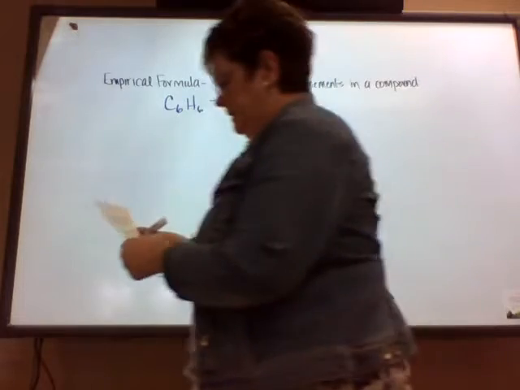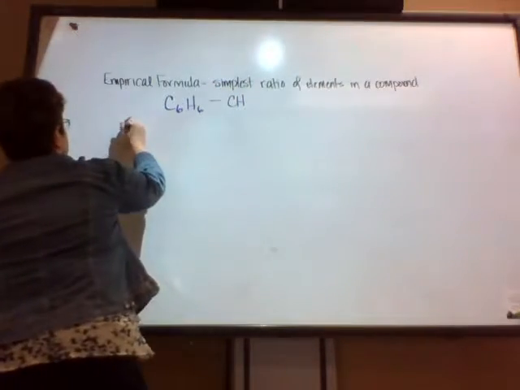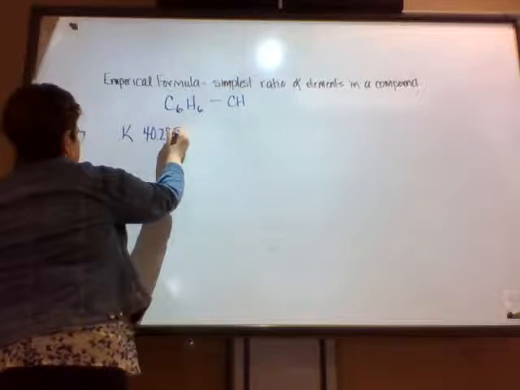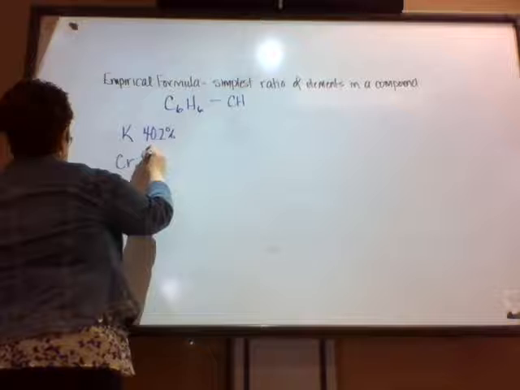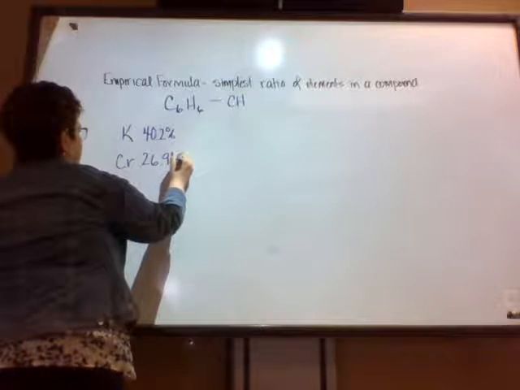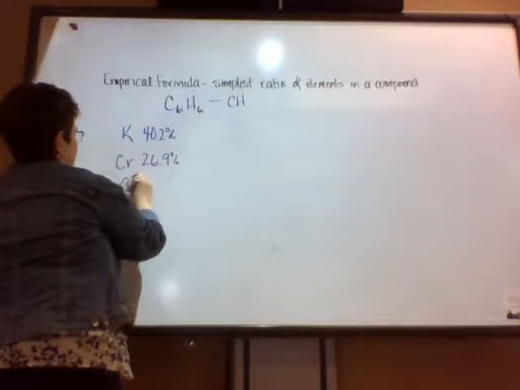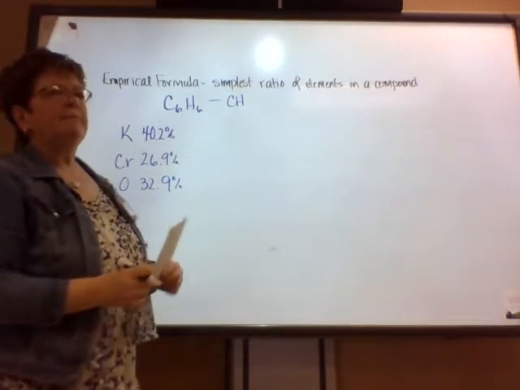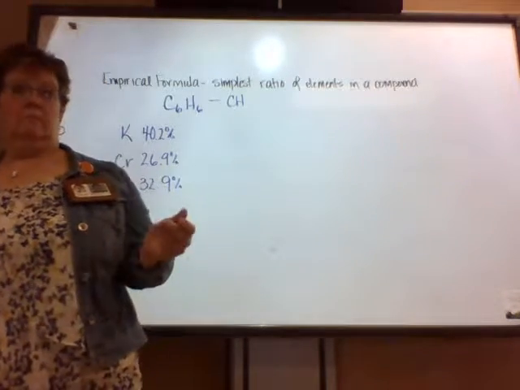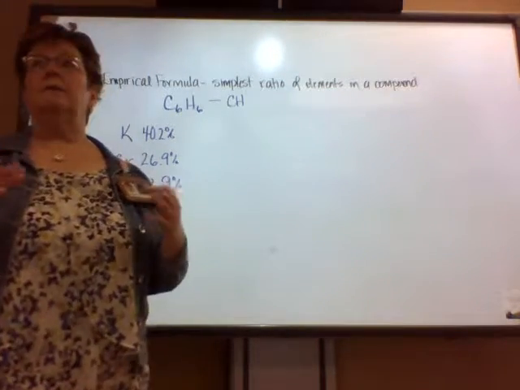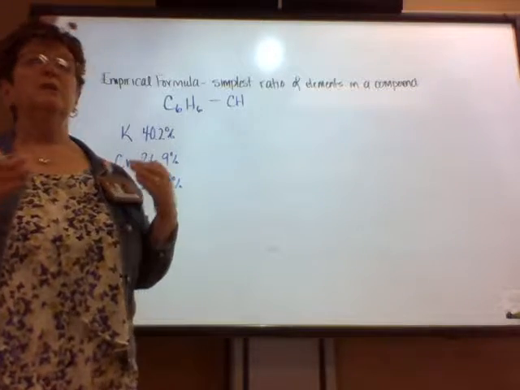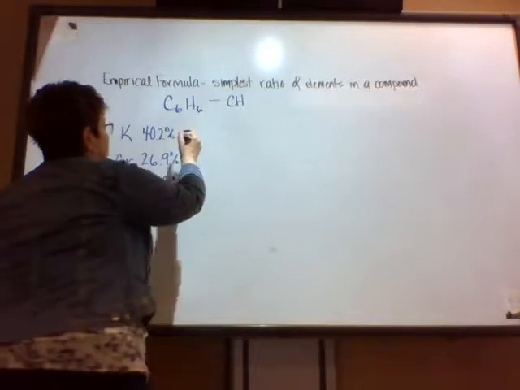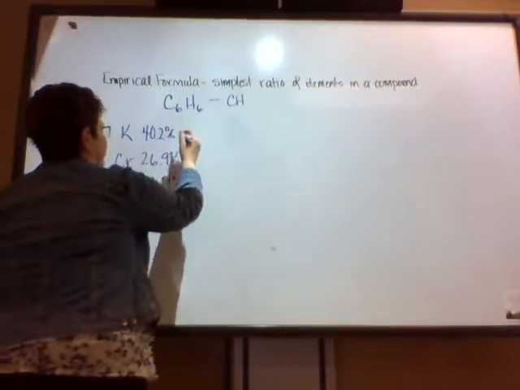The example is this. I have a substance that has potassium in it, and it was 40.2% potassium. It is 26.9% chromium. And it is 32.9% oxygen. All right, let's think back when we did percent composition. We were using grams. So we're going to do something magical. Everybody think magic. We're just going to poof and change this to grams.